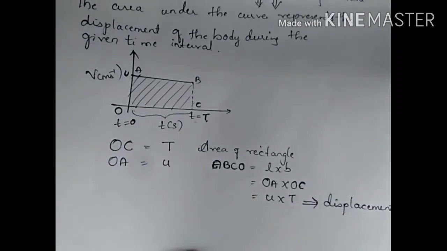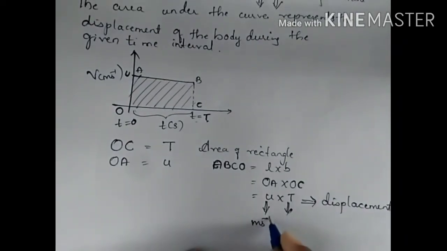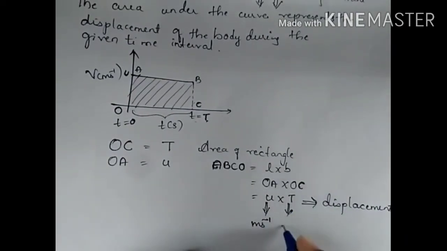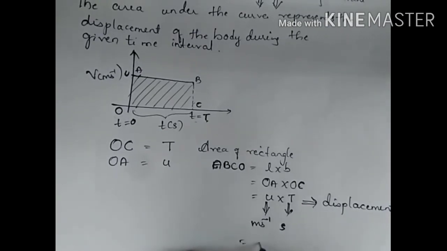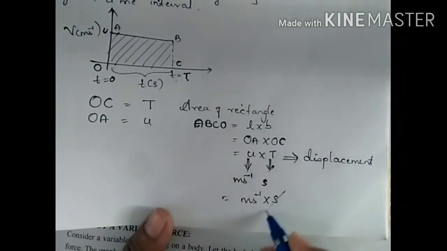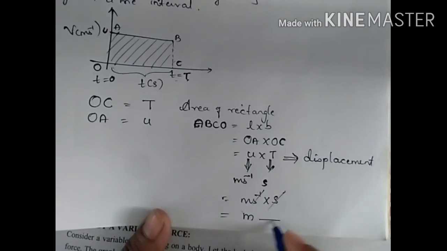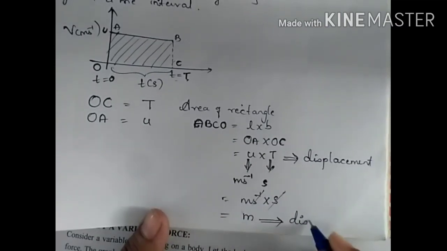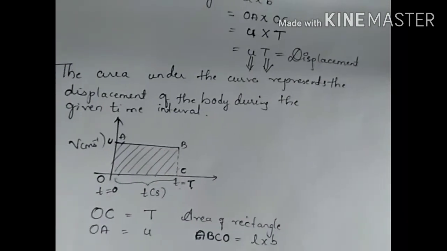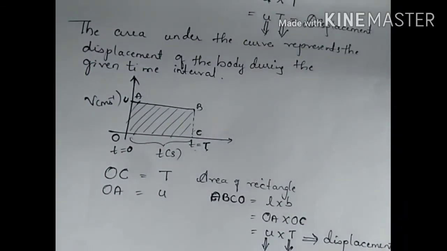So how is this displacement? If you write the unit for u, it is meters per second. The unit for time is second. So meters per second multiplied by second will give you displacement, because here s and s will get cancelled. What remains is meter. Meter is the unit for displacement. So the area under the curve represents the displacement of the body during the given time interval.